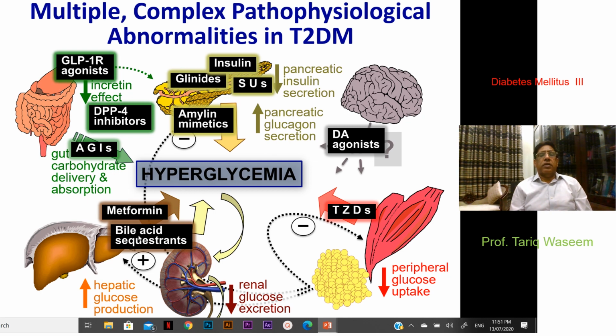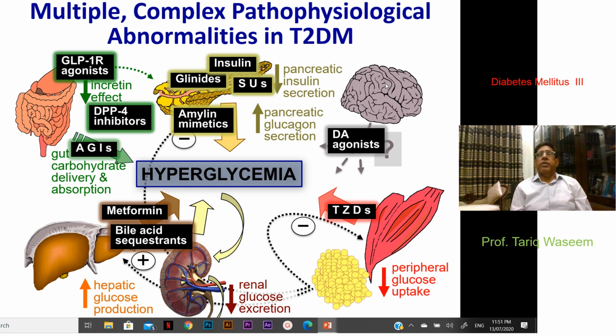Metformin and bile acid sequestrants are the ones which primarily act on the liver with decreased gluconeogenesis. SGLT2 inhibitors are the drugs which lead to more glucose loss through blockade of renal glucose absorption. And then there are agents like metformin, again acting on the adipose tissue, and glitazones acting on the muscles with the increased uptake of glucose by the muscles.